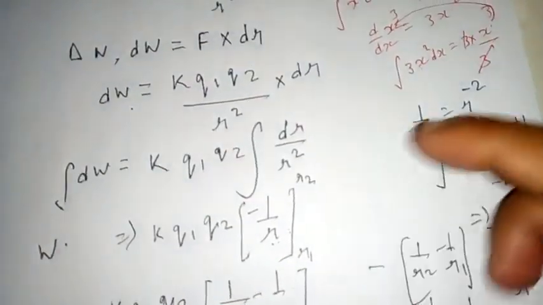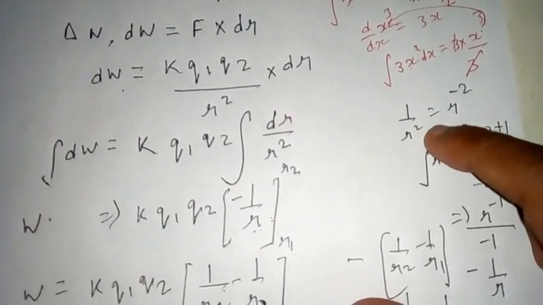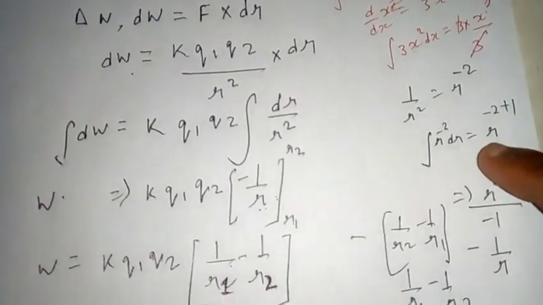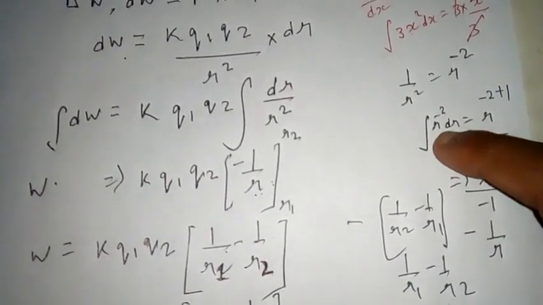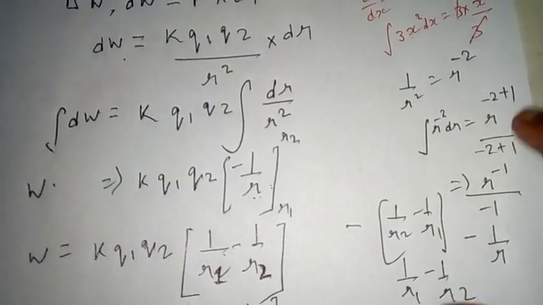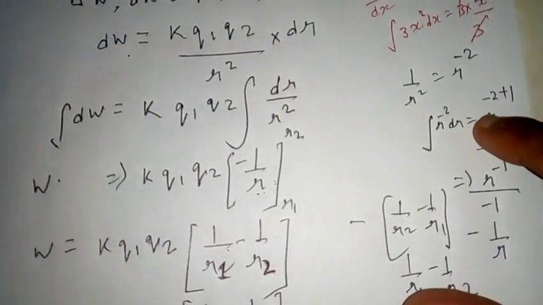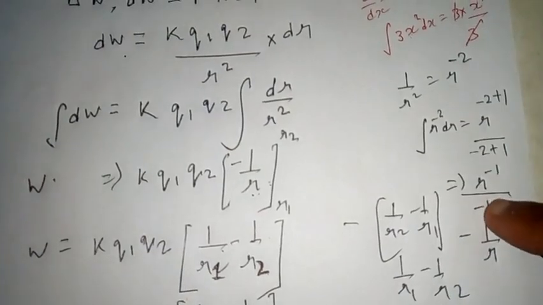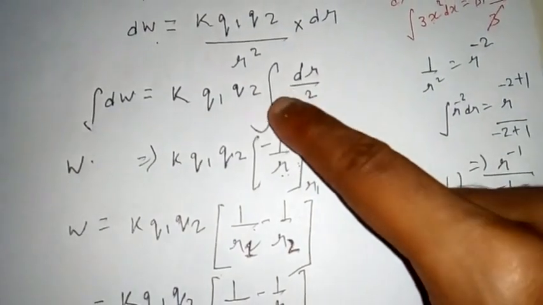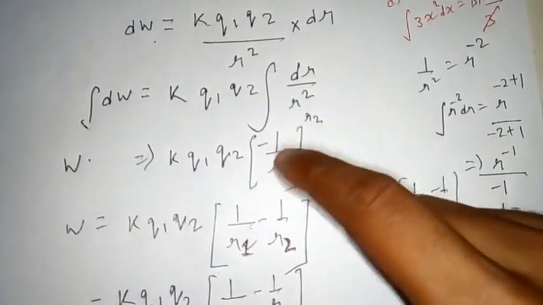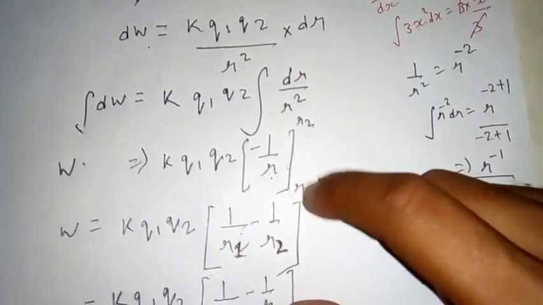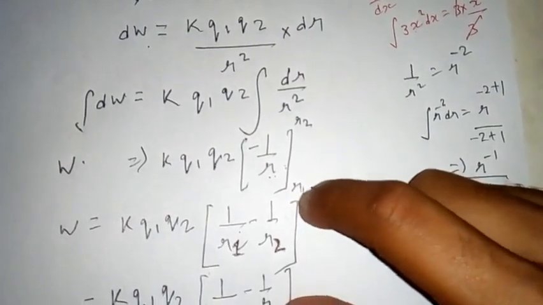Now this 1 over r square, if you remember, is equal to r to the power minus 2. I can write it like this. Now I apply the formula of integration. R to the power minus 2 dr is equal to, I integrate this. This becomes r to the power n plus 1 over n plus 1. Okay, this becomes r to the power minus 1 over minus 1, which becomes minus 1 upon r. So after doing this integration, all I am left with is minus 1 over r, and the limit that I'm setting for this integration is from r1 to r2.